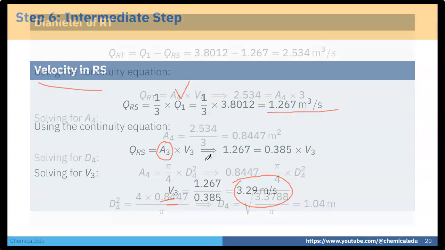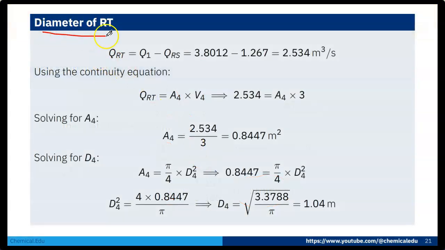Now we have to calculate the diameter of RT. QRT is Q1 minus QRS, or you can say 2/3 of Q1. Q1 is the inlet flow rate, and the rest of the flow comes through the RT pipe. So that is 3.8012 minus 1.267, which is 2.534 meter cube per second.